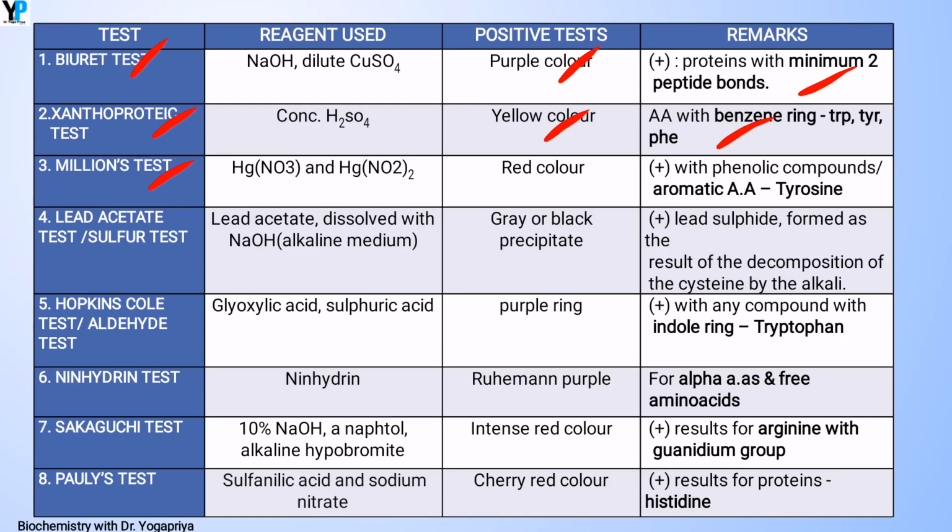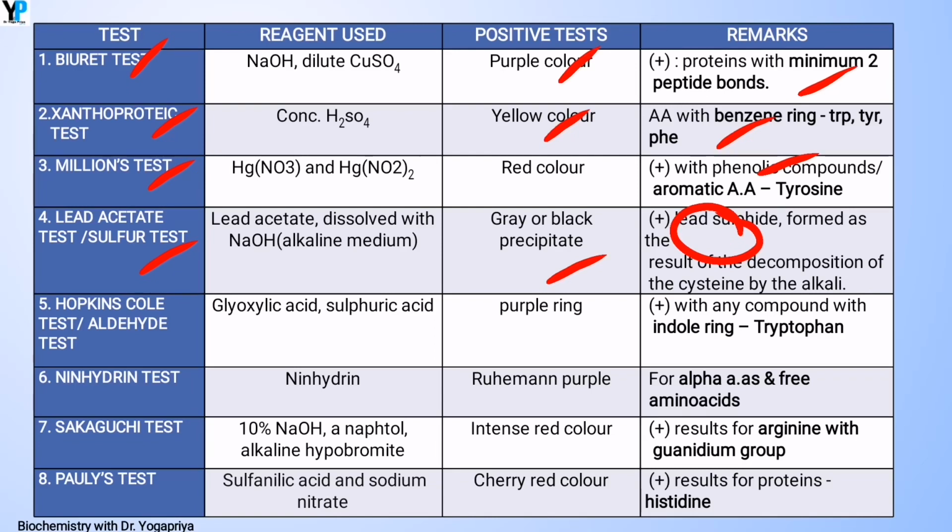And the third one is Millon's test, which forms a deep red color, and it is positive only in case of phenol group containing aromatic amino acid. Example, tyrosine. And the fourth one is the lead acetate or sulfur test, and the end result here is that it forms a gray or black color precipitate, which is positive only in case of sulfur containing amino acid. Example, cysteine and cystine, and this black color is mainly due to the formation of lead sulfide.